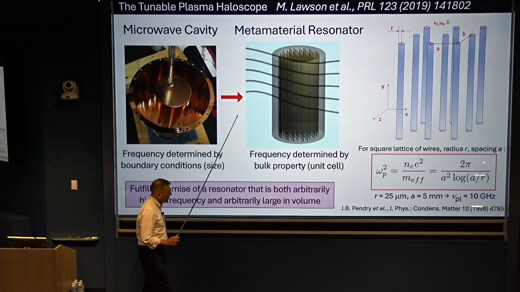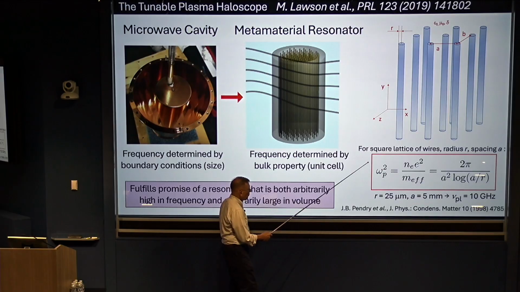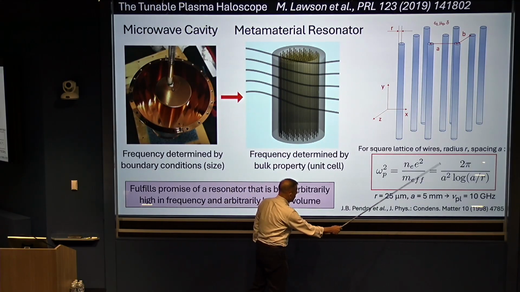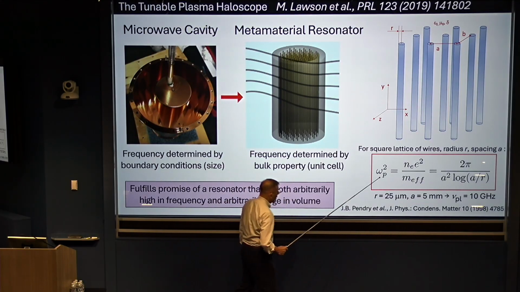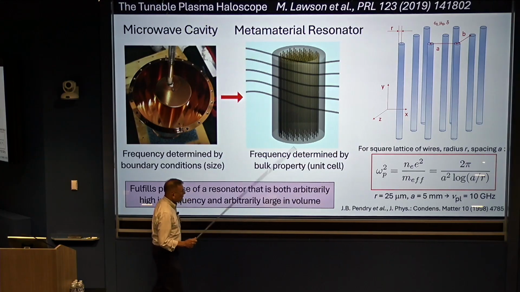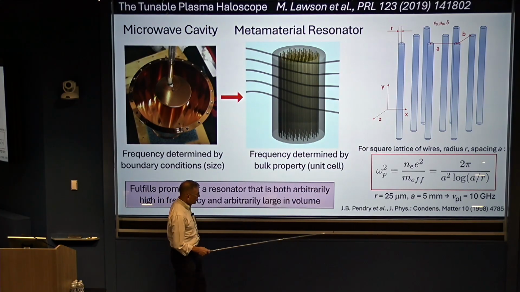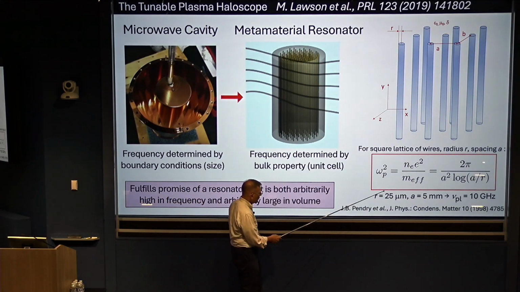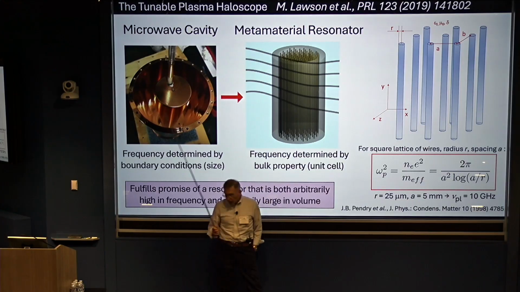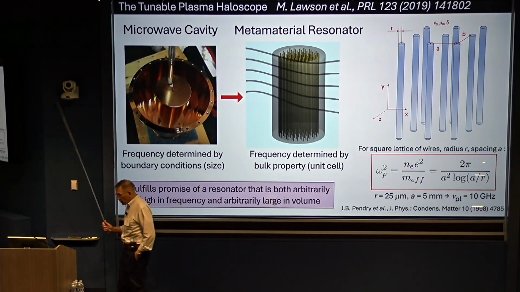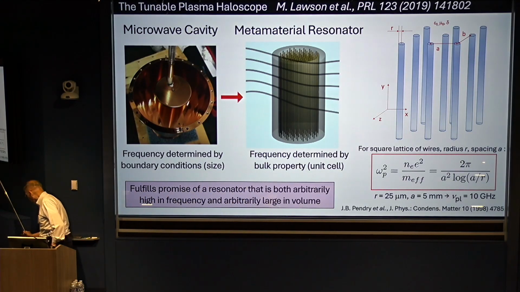So one could, in principle, have a resonator that was both arbitrarily high in frequency and arbitrarily large in volume. And they hearkened back to work of Sir John Pendry, Pavel Belov, and others, who developed very exquisite models of wire array metamaterials, but were not very well tested. And then one day, Wilczek called up and said, look, we want to take this thing seriously. We need a group that can actually do the R&D.